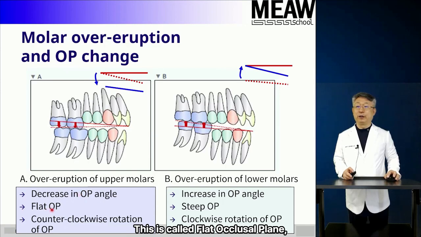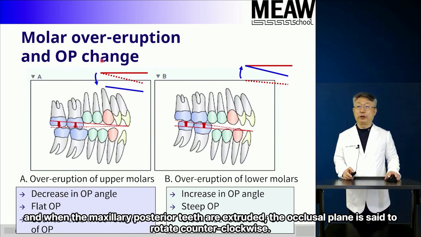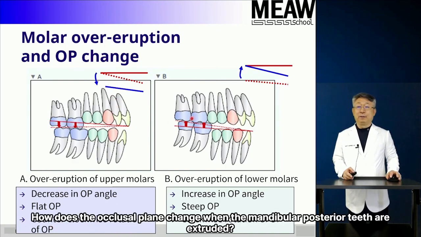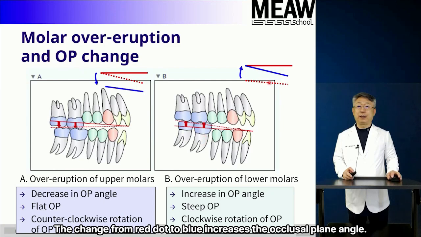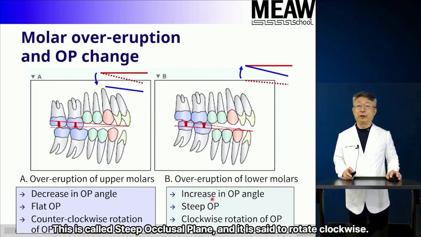This is called flat occlusal plane. And when the maxillary posterior teeth are extruded, the occlusal plane is said to rotate counterclockwise. How does the occlusal plane change when the mandibular posterior teeth are extruded? The change from red dot to blue increases the occlusal plane angle. This is called steep occlusal plane, and it is said to rotate clockwise.